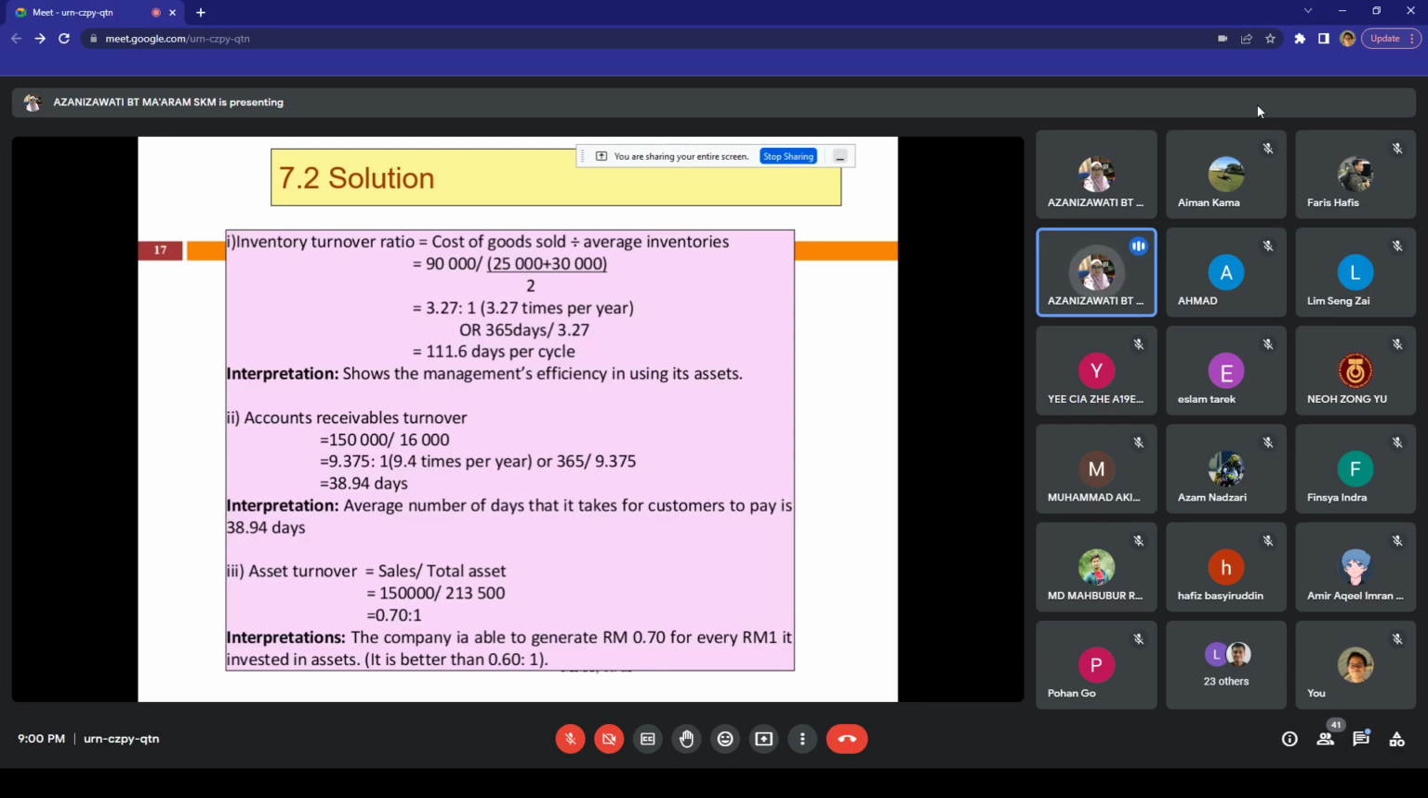So therefore, when you divide into 365 days per year, you get 111.6 days per cycle. So this is the inventory turnover ratio. So every cycle, it takes 111 days. So this shows the management efficiency in using its asset. Okay. So if you still remember the inventory cycle that you learn in industrial engineering.